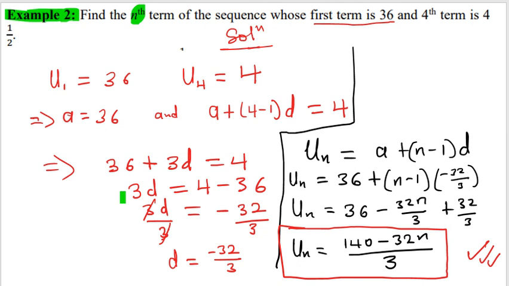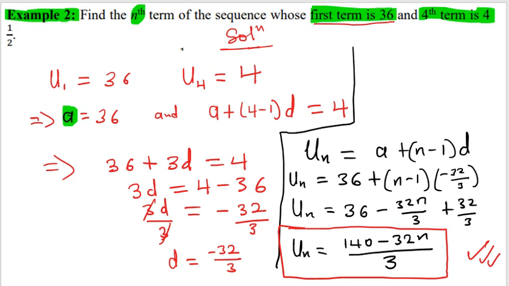So the question says that the first term is 36. This statement, first term is 36, means that U1 is equal to 36, and the fourth term is 4, so it means that U4 is 4. We already know that U1 is the first term, so a is 36. Then for U4, we substitute 4 into the general formula.